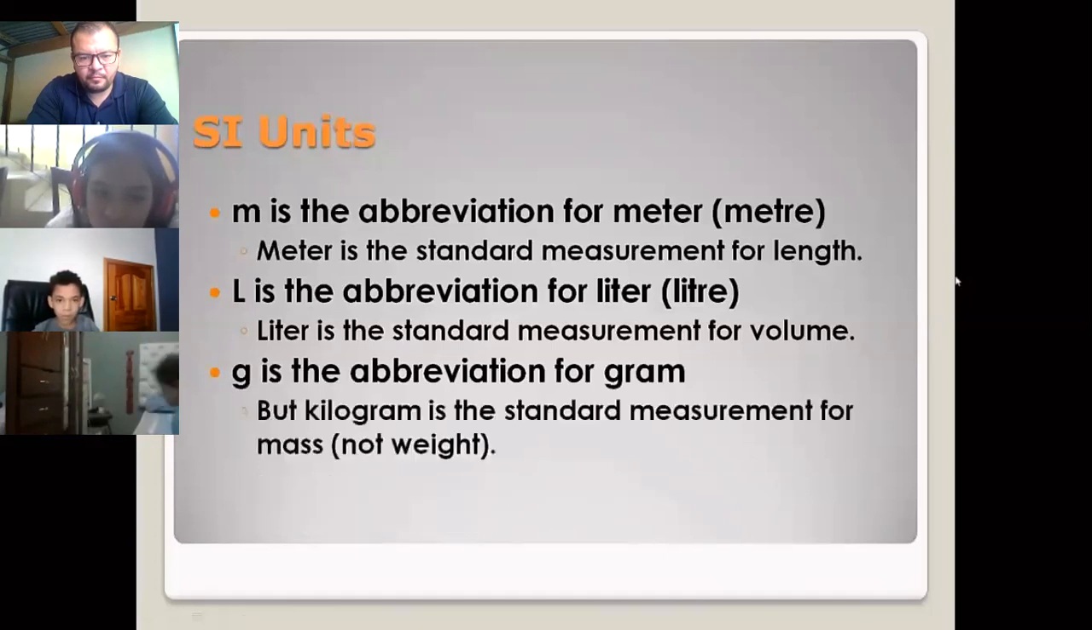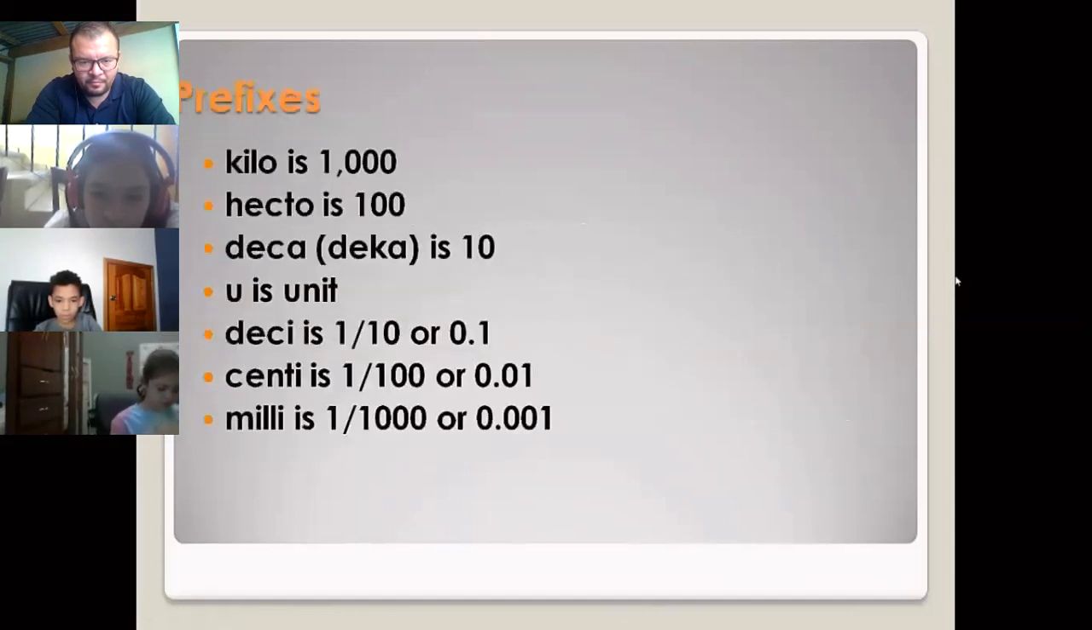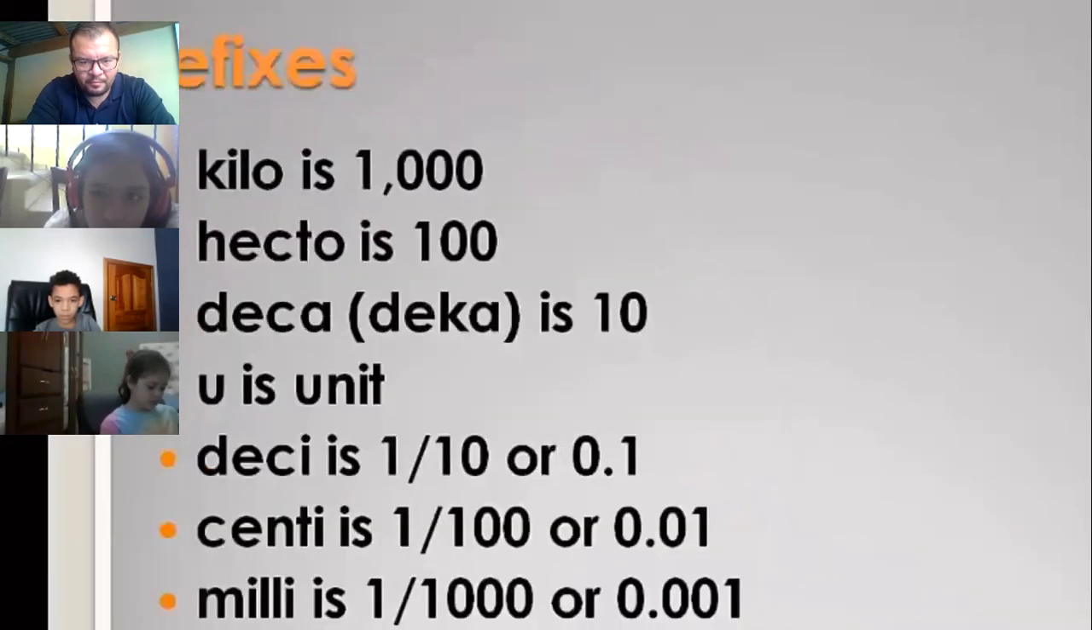However, kilogram is the standard measure for mass, not the gram. Gram is simply the base word. Kilogram is a measure for mass, not for weight. There's a difference. In the metric system, we specify mass probably more frequently than we specify weight. So what do the prefixes mean?